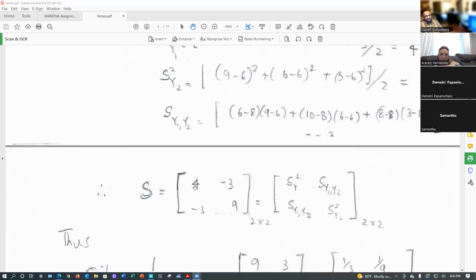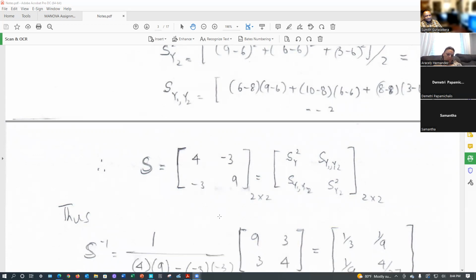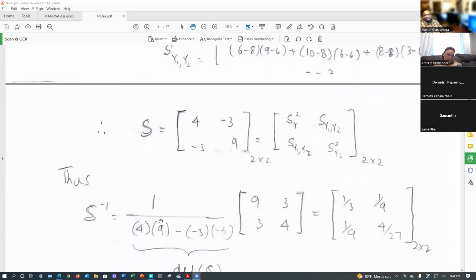This is the variance of y1, this is the variance of y2. These are called the major or main diagonal. This one is the minor diagonal. On the minor diagonal you have the covariance that's being repeated. Or if you want, you can take only the upper triangle or the lower triangle. It doesn't matter. Then you can find its inverse.